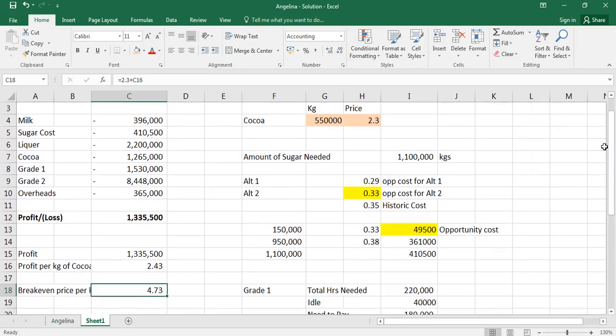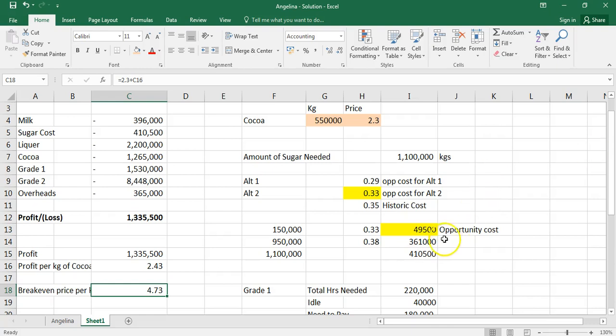What you're essentially trying to say is how much buffer do I have? I have 1.3 million and allocate that across the basis you're looking at. Either the number of units sold when you're looking at sale price, or the number of kilograms of cocoa when you're looking at the break-even price of a kilogram of cocoa.